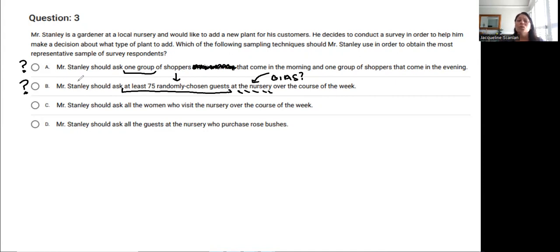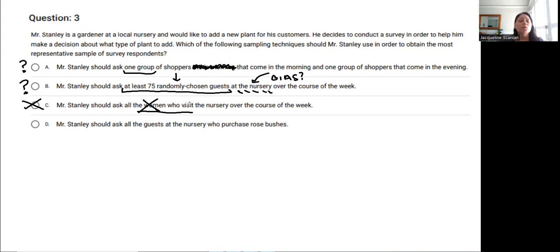I do like answer choice B more than answer choice A, just because it gives me a number. And it kind of gives me a little bit more specific information. Let's see if we can eliminate one of these. Answer choice C says Mr. Stanley should ask all the women who visit the nursery over the next week. Well, women is biased. We cannot just pick a specific group of people. So I'm going to say it cannot be this one because it just talks about the women.